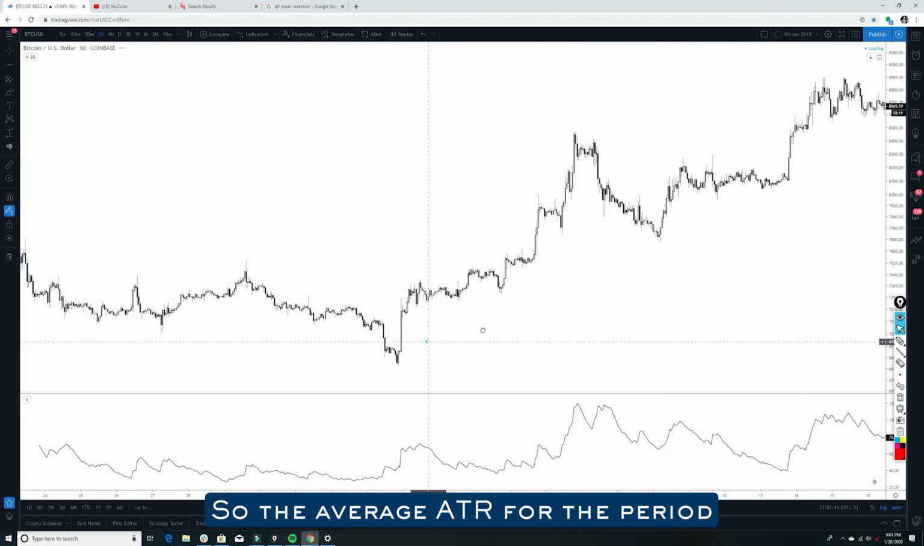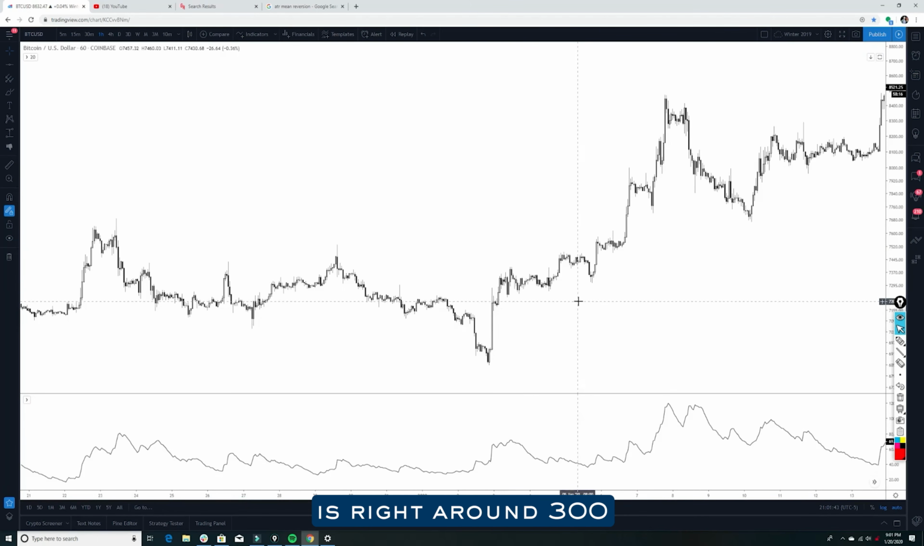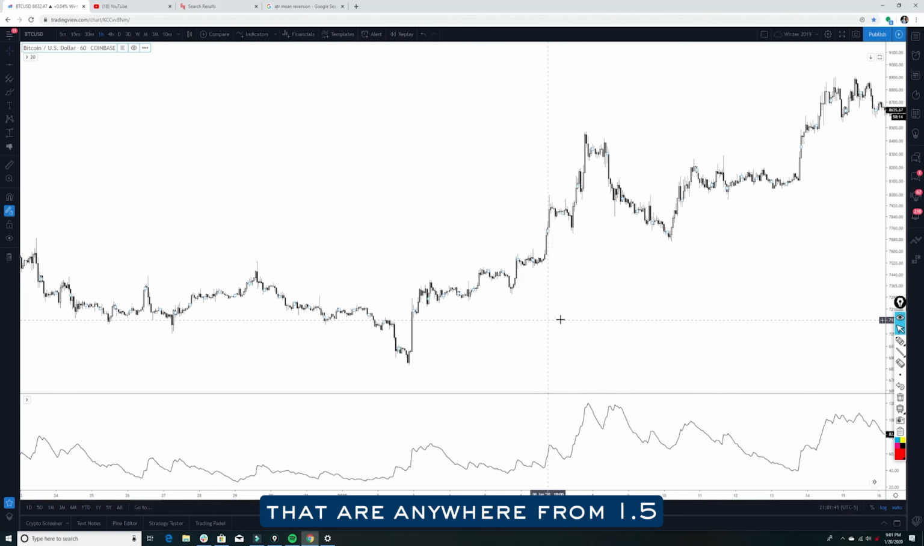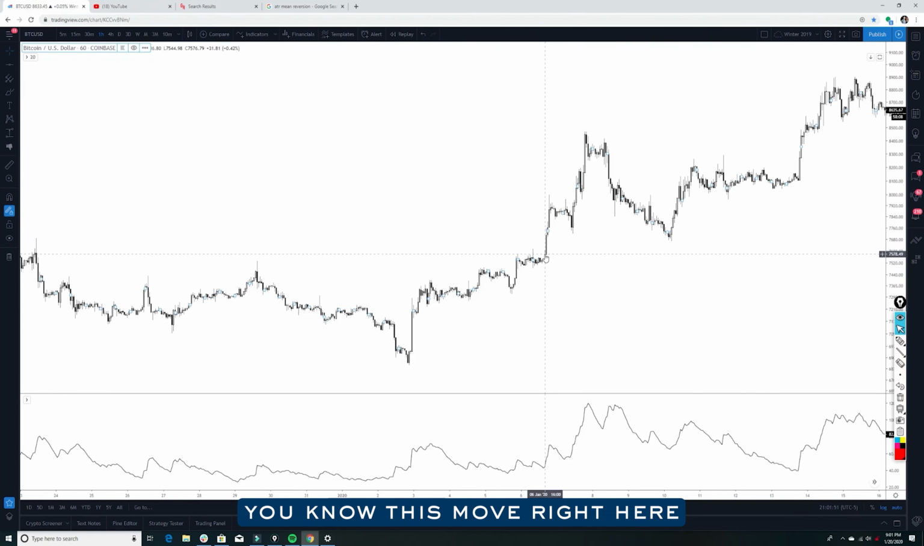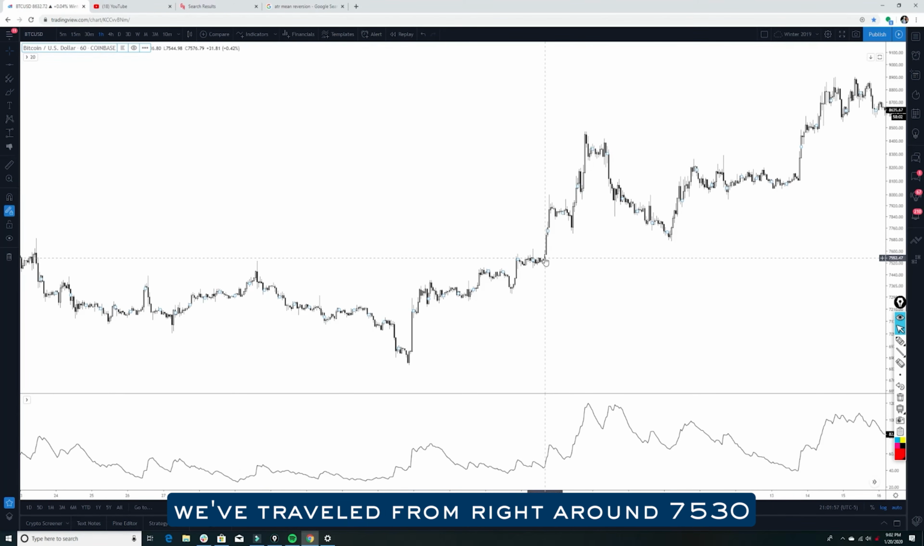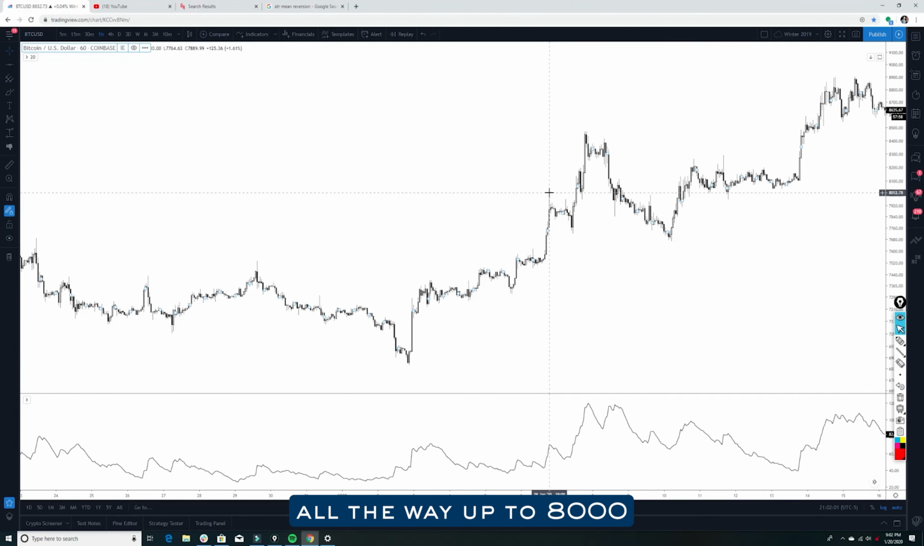So the average ATR for the period is right around 300. If we see any of these moves that are anywhere from 1.5 to 2 times the ATR, so on a lower time frame. So for example, this move right here, this is 1 hour, 2 hour, 3 hour, 4 hours. In 4 hours, we've traveled from right around 75.30 all the way up to 8,000. So this is over the ATR.